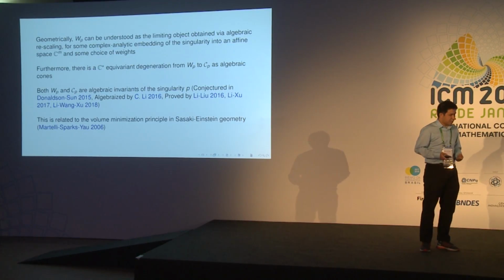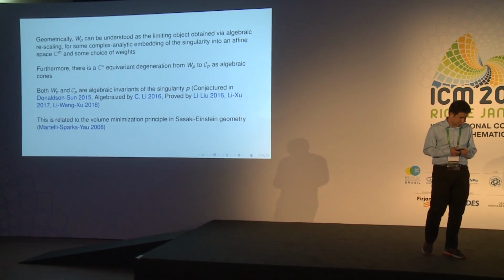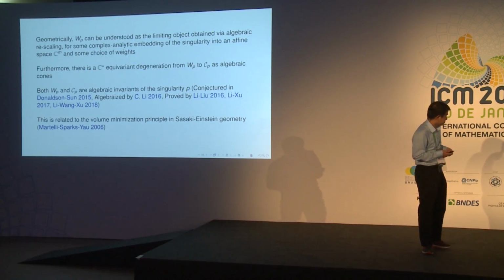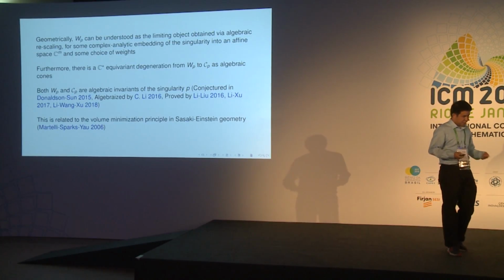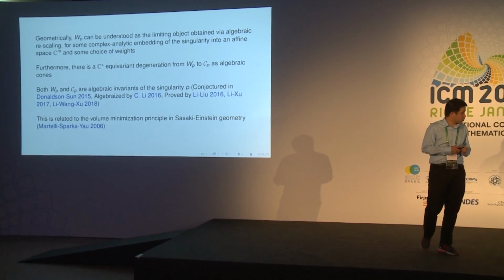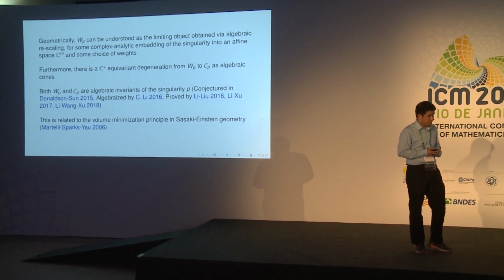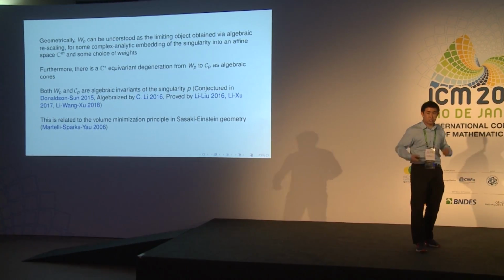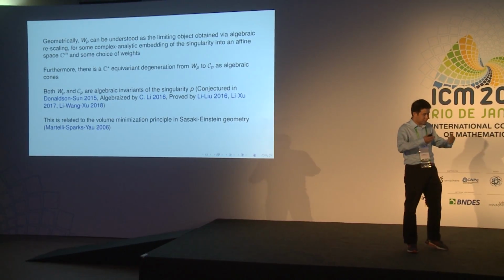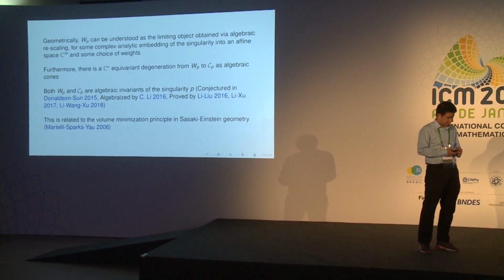And WP is connected to this algebraic cone, tangent cone, and the metric tangent cone are related by a further C-star equivariant degeneration. So this has generated a lot of work in algebraic geometry. So in particular, now we know that this WP and the CP are actually algebraic invariants of the singularity. So a priori, it comes from this Kähler-Einstein metric. It's some canonical objects now associated to this algebraic singularity.